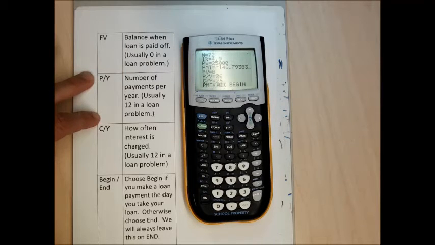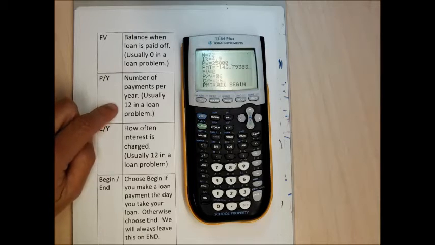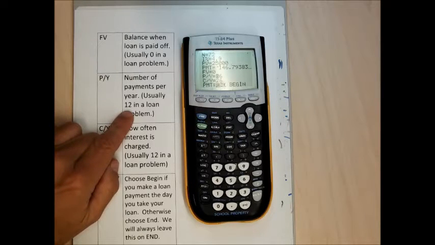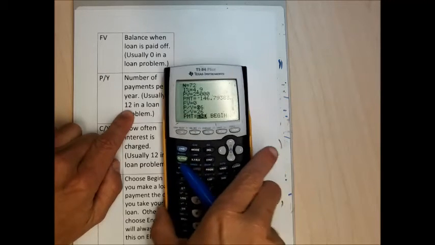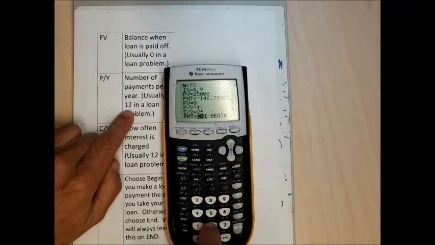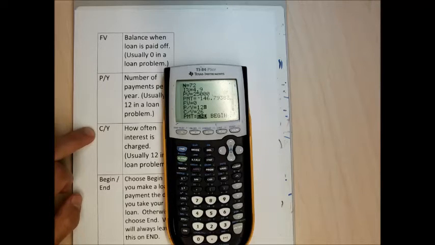The P/Y stands for the number of payments per year, and usually in a loan problem, 12 is the number of payments per year, because you're usually making payments every month, and there's 12 months per year. So let me type that in on this calculator. I'll type 12 in for the PY. And then automatically when I hit enter here, the next figure, the CY, is going to automatically change to 12.